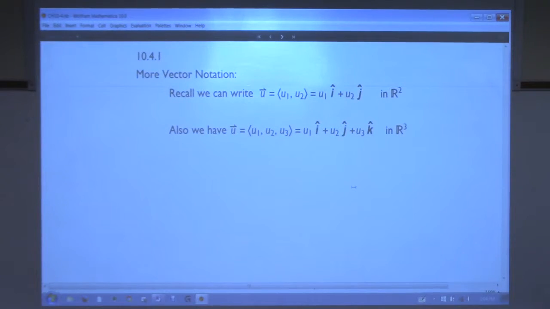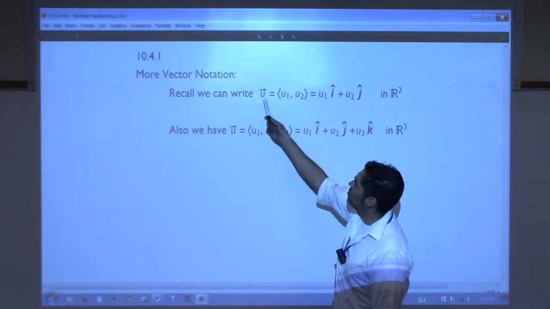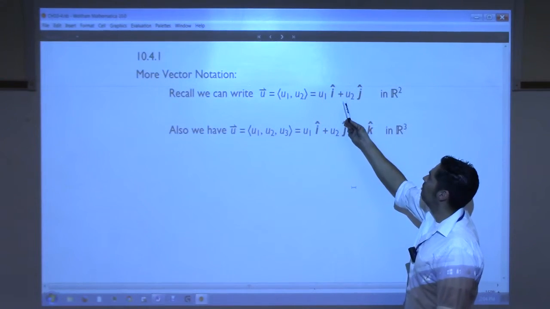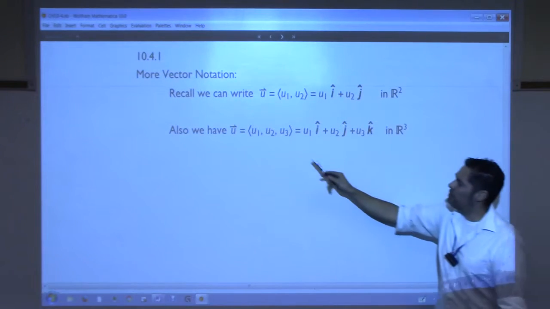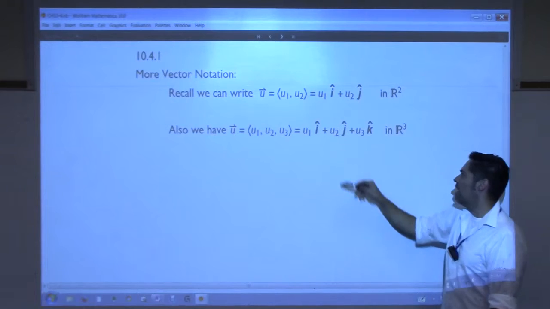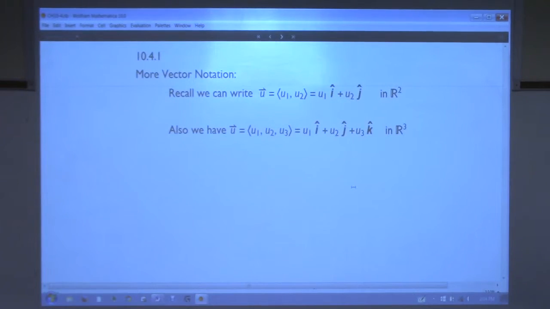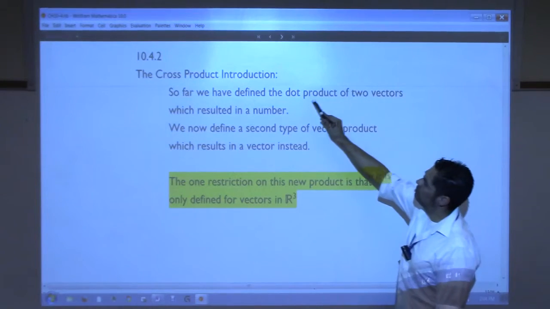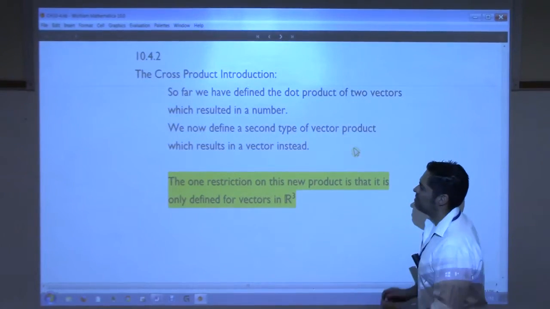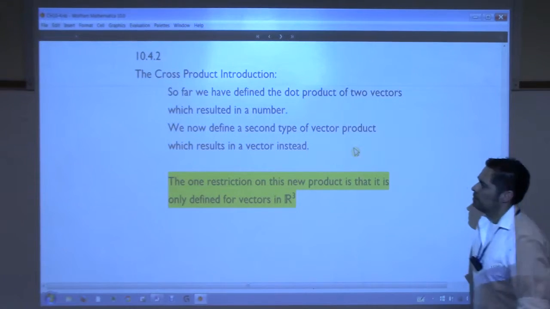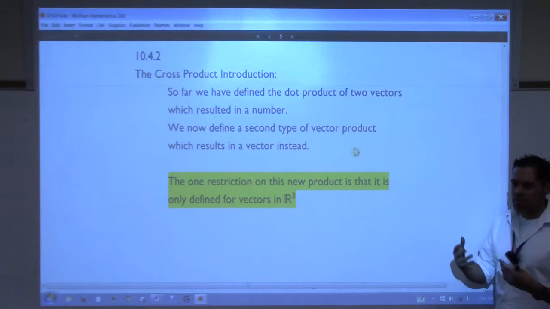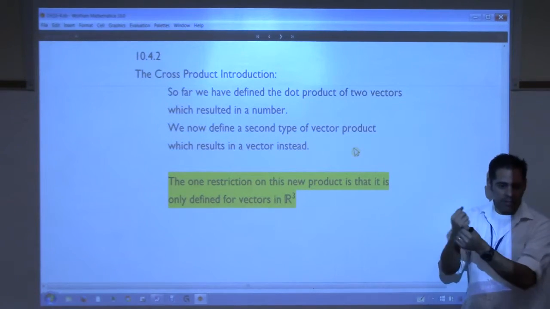So remember with the notation, if we are writing a vector u in 2-dimensional space, u1, u2, we can also write it as u1 i hat plus u2 j hat, right? And then if we have a vector in 3-dimensional space, we can do u1 i hat plus u2 j hat plus u3 k hat. Just remember that. Dot product gives us a number, right? We define now, this should say third type, but a lot of people don't look at scalar multiplication as a multiplication of vectors, because there's only 2 ways to multiply vectors together. There's dot product and cross product.